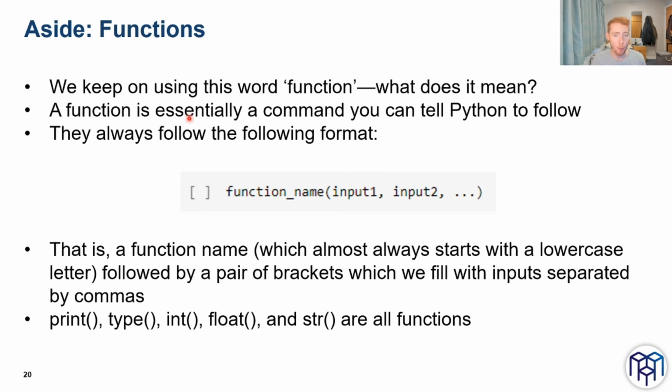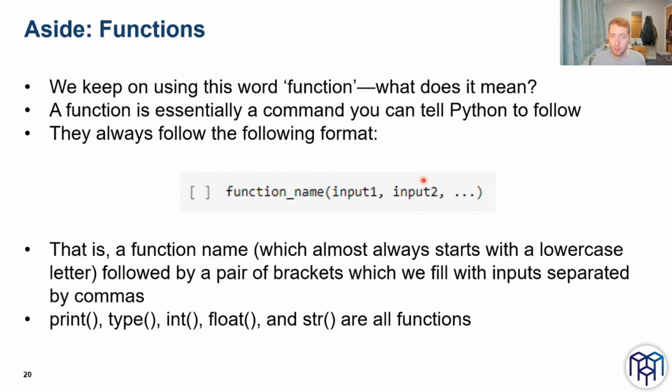And so the format looks like this. We have the function name, which is usually all lowercase using underscores for spaces, followed by a pair of brackets, and that's where we put the inputs to the function. So kind of the options for how the function should run. Separate them all by commas. There could be none of these, one of these, two, or any number of those.